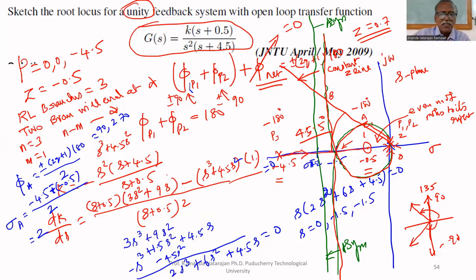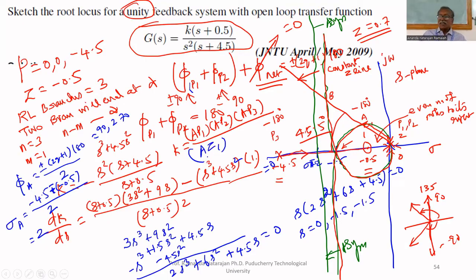Then the formula is K equal to the product of the lines drawn from A to all poles, AP1 multiplied by AP2, the second pole, AP3, the third pole, divided by AZ1, only one zero. That's all. This is the formula to find the value of K. But whether I have to find it from A or B, that is the question. We have to find it from A only.